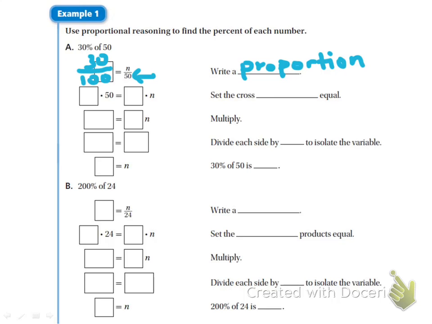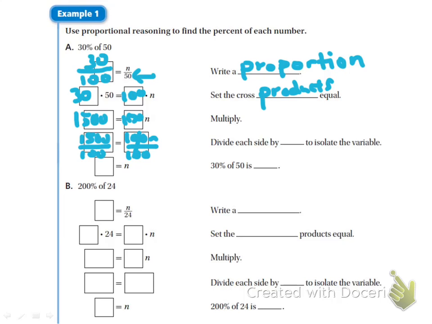So we're going to cross multiply to find the cross products and make sure those are equal. We multiply 30 times 50, 100 times n. So we have 1500 equals 100n. Then we divide 1500 divided by 100 equals 100n divided by 100, which is n. This isolates our variable, and we find that n equals 15. So 30% of 50 is 15.